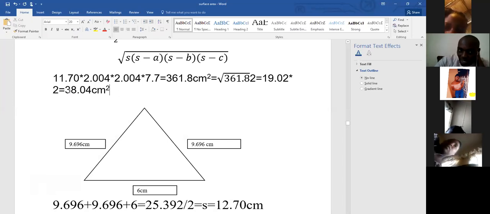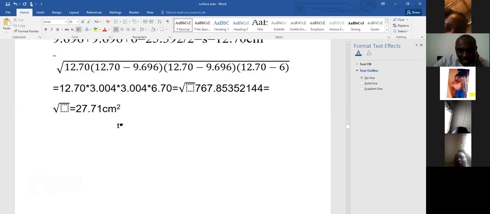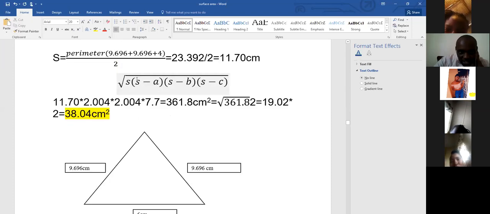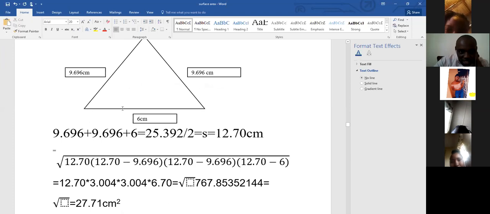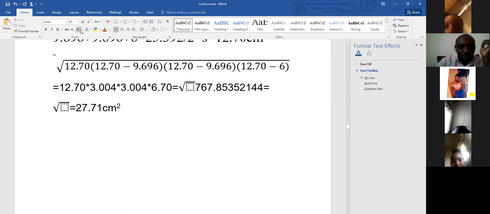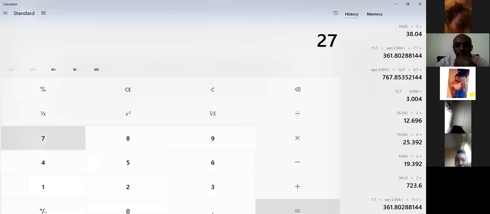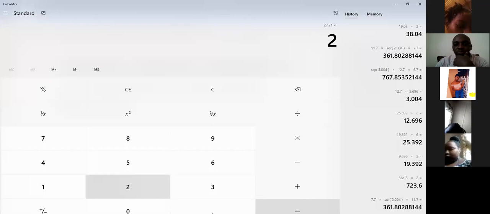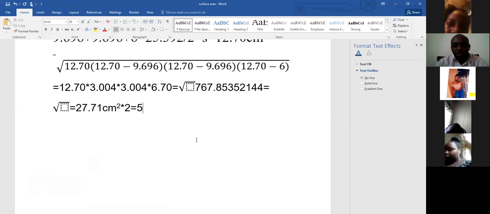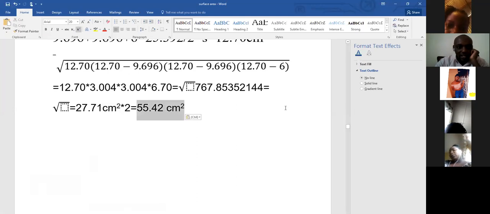38.04. So this is the area of one of the two triangles now. Okay. So this area, let me highlight it in yellow so that I can read the answer. So here you can see this one is going to be bigger because as you see, this one we are using 4, this one we are using 6. So this one is going to be bigger. So this one now 27.71, you multiply by 2. The answer is 55.42 centimeters squared.